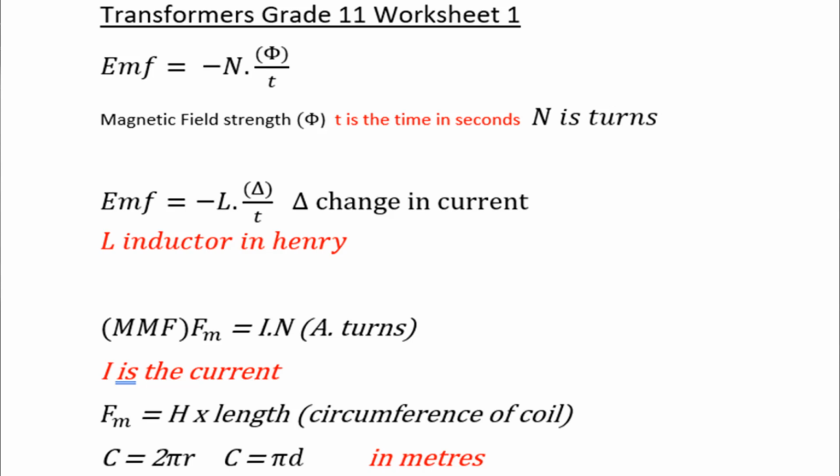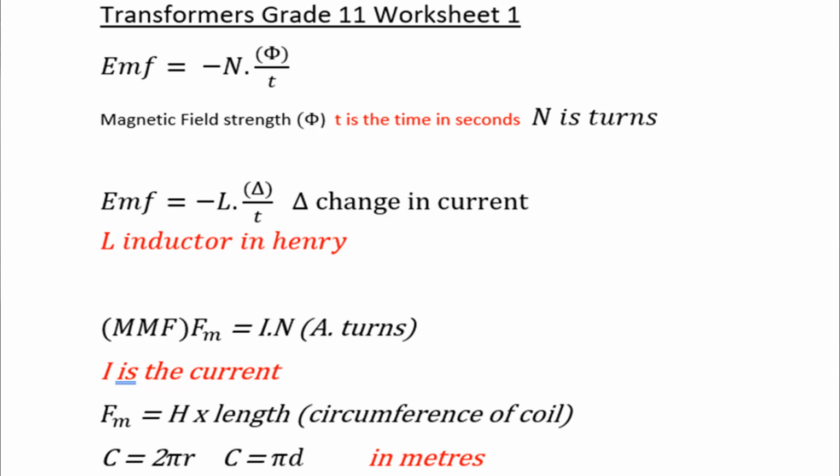Now in the second formula, EMF is equal to negative L. So what will L be? L is the inductor value in Henry, and the triangle on the top will be delta, which means the change in the amps, or in most cases milliamps, and T will be the time.